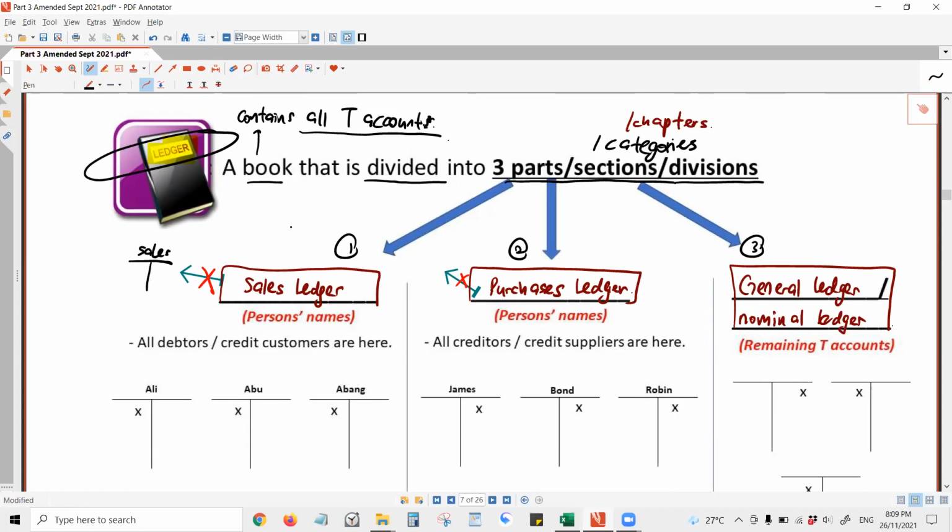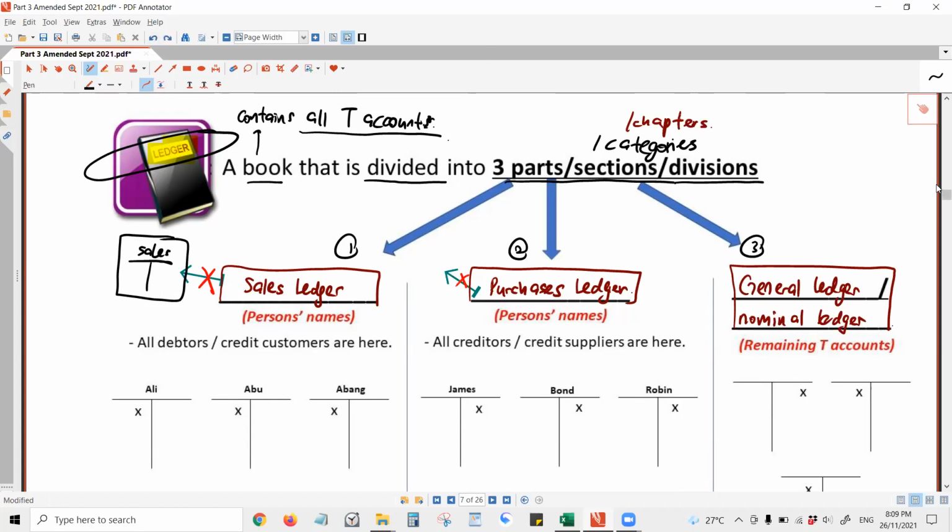This is a very common misunderstanding in students. You have to pay close attention to all the terminology. Sales ledger is not the T-shape with the word sales on top. This one you call a sales account, sales ledger account, or a sales T-shape, or a sales T account. But you don't call it a sales ledger.